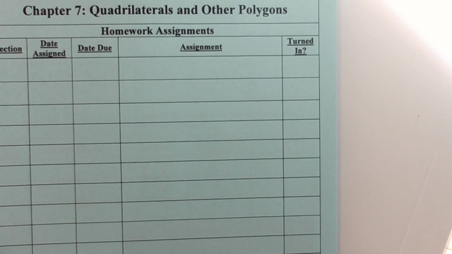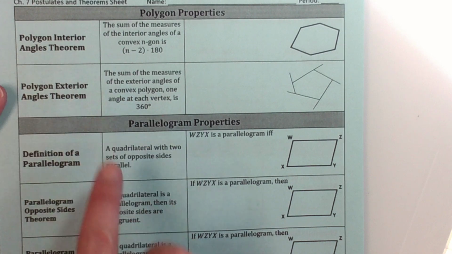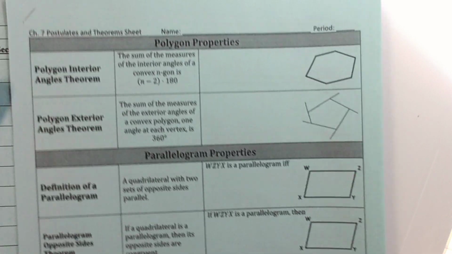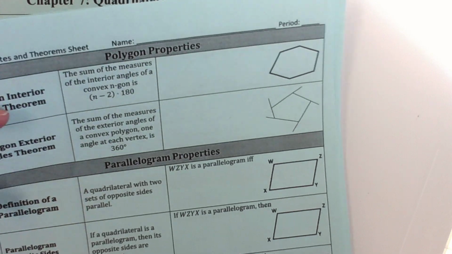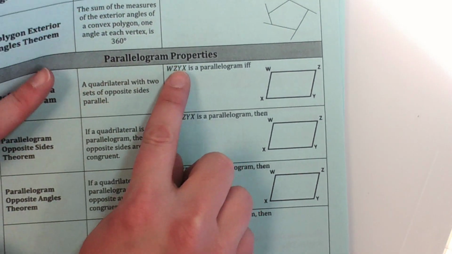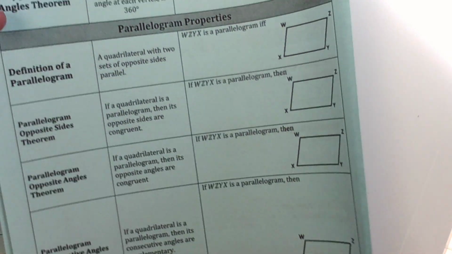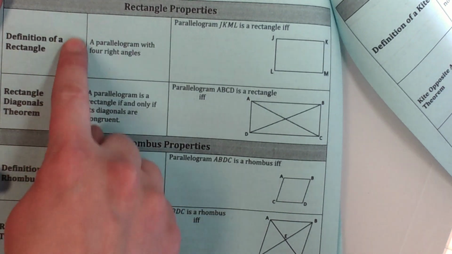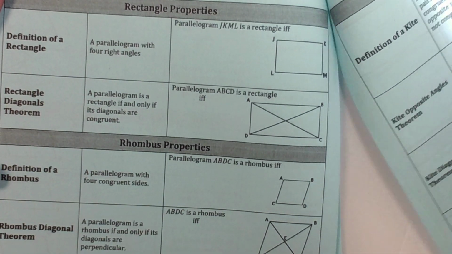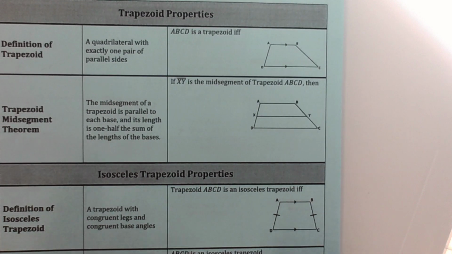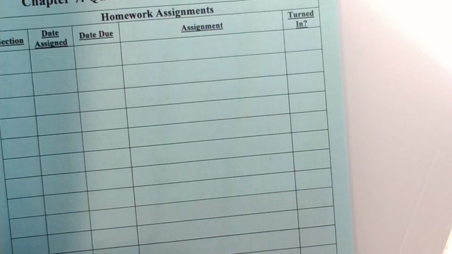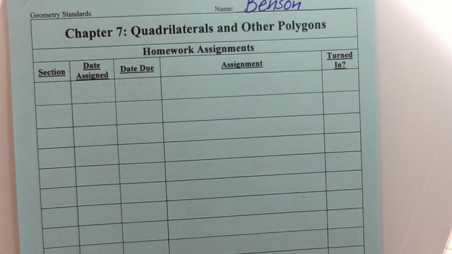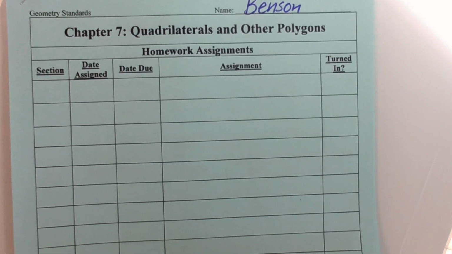Now, on your postulate sheet, I have things broken up by shape. Today we're just going to talk about some properties of polygons in general, but eventually we're going to talk about parallelograms, and here's all the parallelogram stuff. Rectangles, rhombi, squares, kites, trapezoids, and isosceles trapezoids. So the postulate sheet makes this chapter look scarier than what it is.